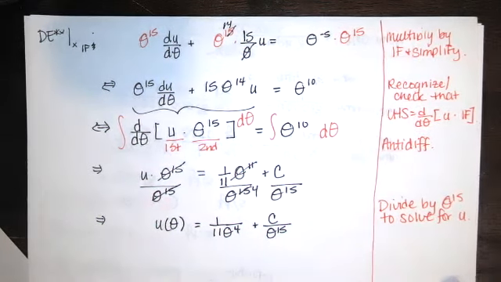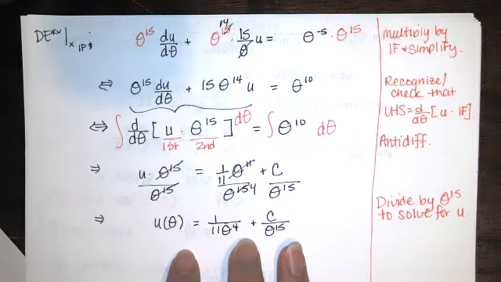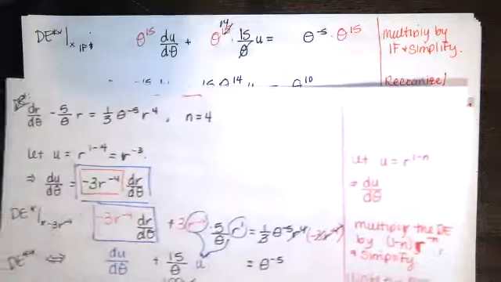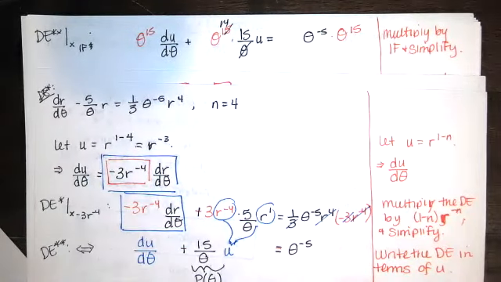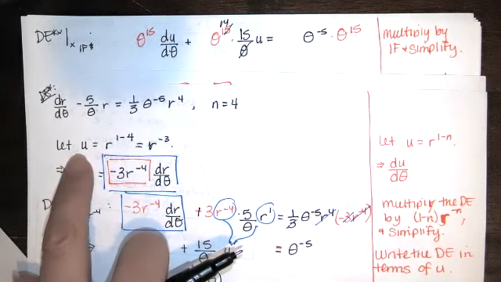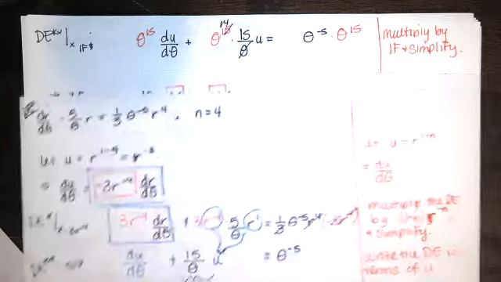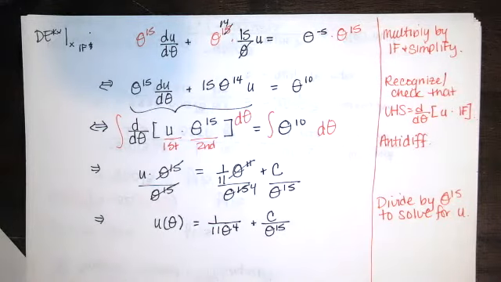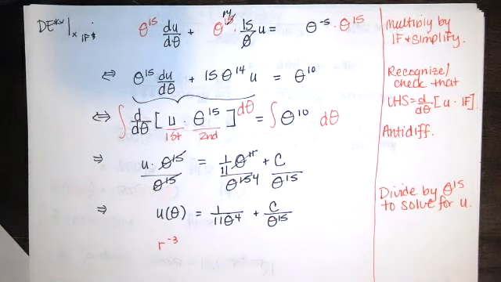Okay, great. And now that we have u, we're still not done. We have to solve the original problem. Remember, our original problem was about r. It's been a little while, but we're trying to get r as a function of theta. So we have to remember what u was in terms of r. U is actually r to the -3. So this u of theta is actually r to the -3.